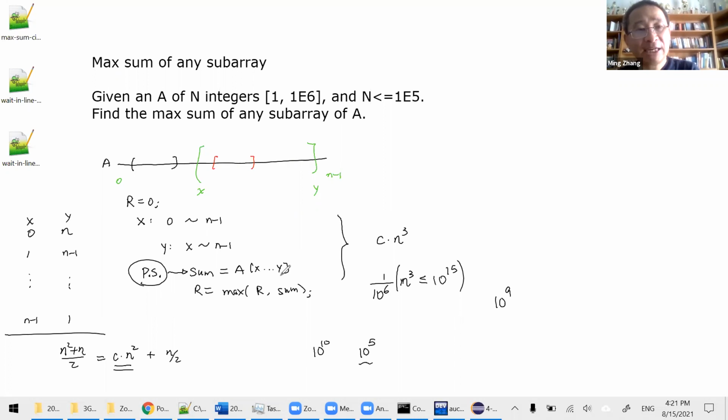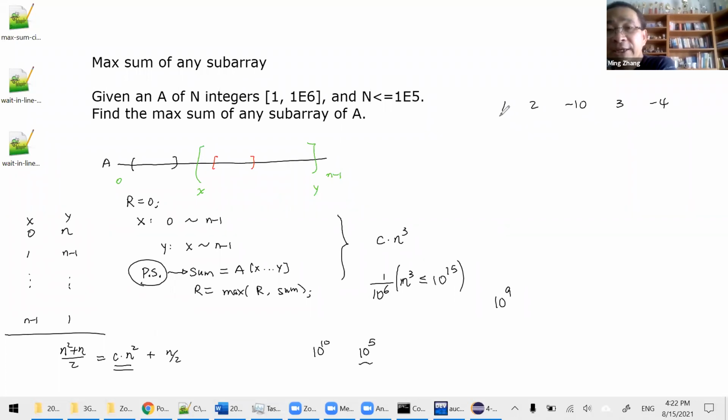I still want to find out the max sum of any subarray of A. That means you still have X and Y arbitrary, as long as X is less than or equal to Y. Any such interval, if the sum is the maximum, I want to report that one. So maybe the subarray may not be unique, but the maximum sum should be unique. So let's take one example here. Suppose I have 1 and 2 here. This one is -10, and I have a 3, and then I have, say, -4.